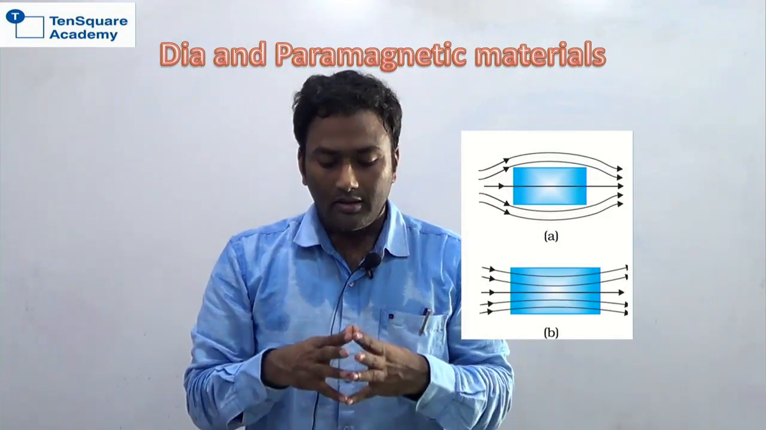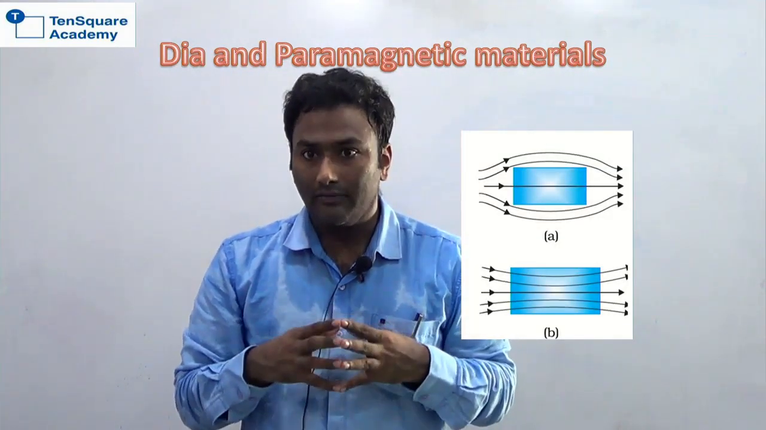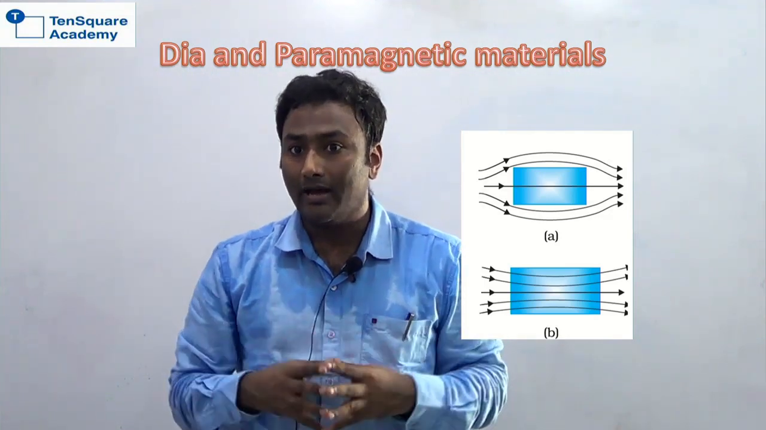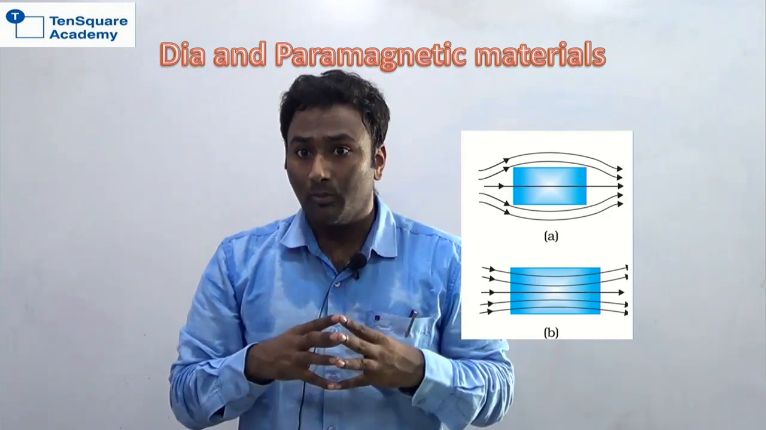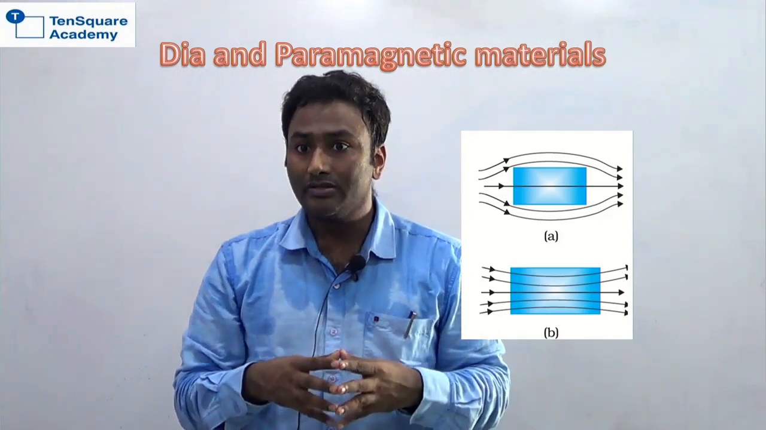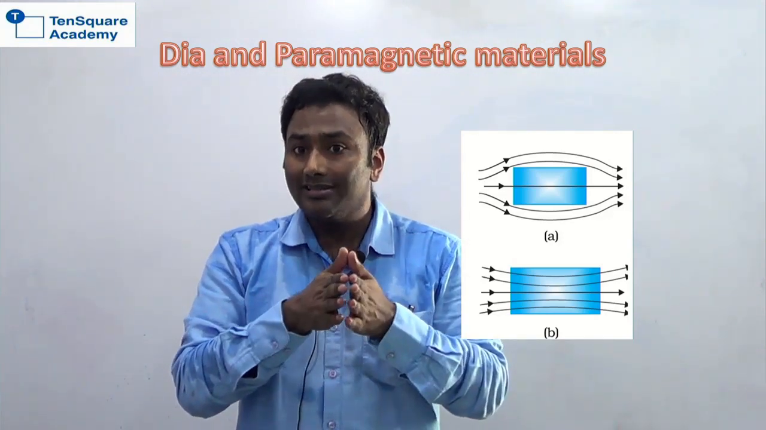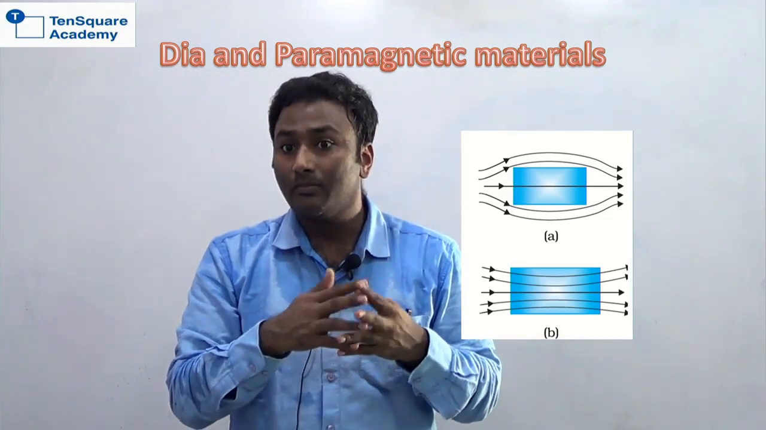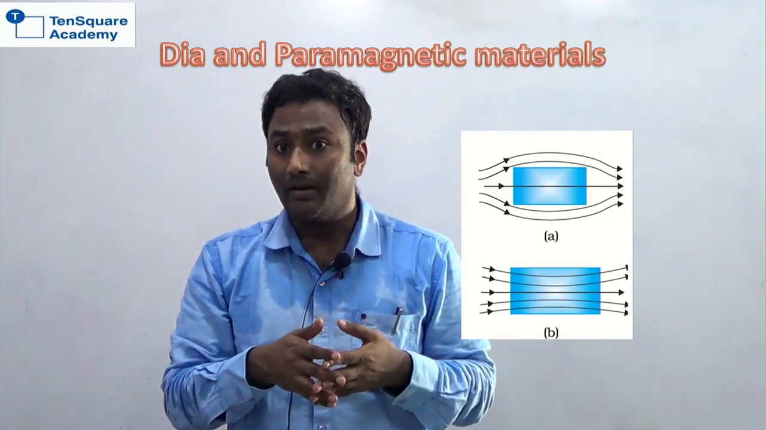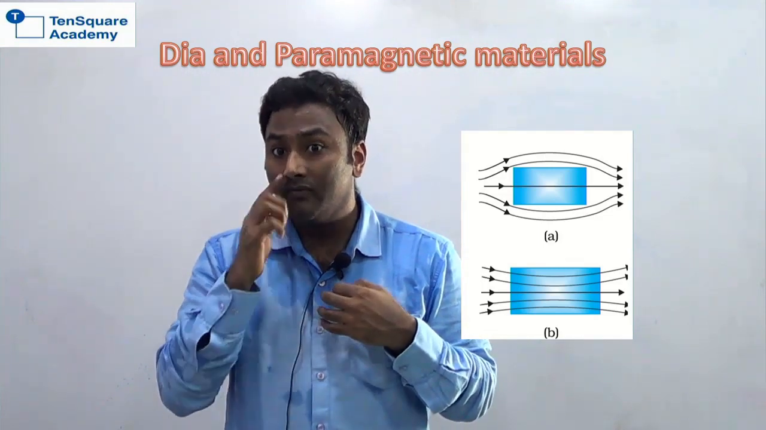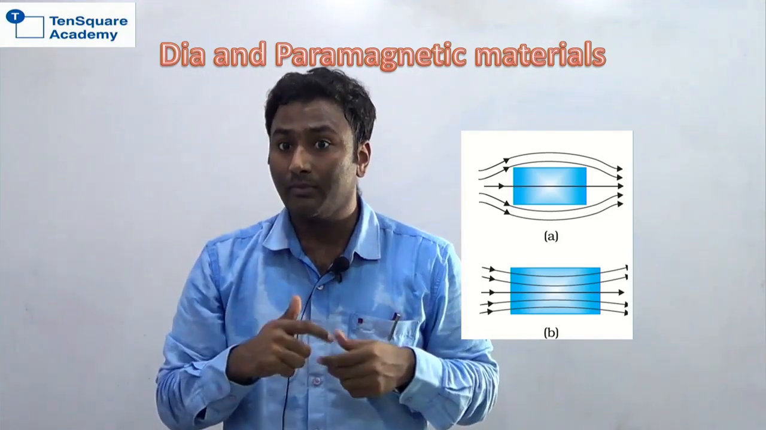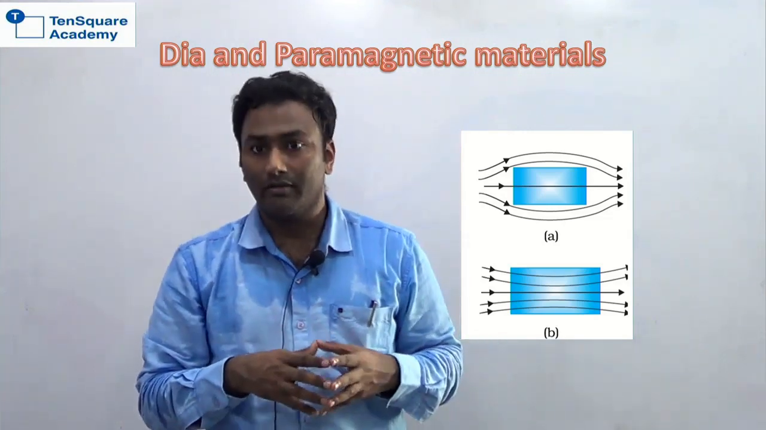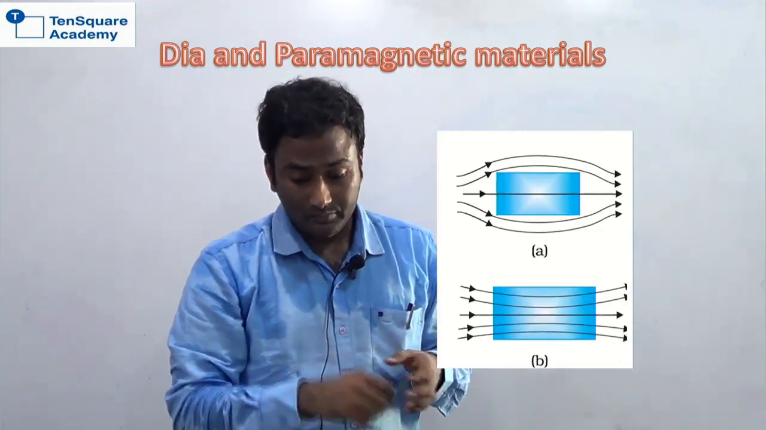This is again not a graph, but it is important. This shows dia and para. The top one is dia and the second one is para. This denotes that the magnetic field lines actually pass through the para material, and when we bring a magnet close to a diamagnetic material, it will actually get repelled. That is what is conveyed by this figure.